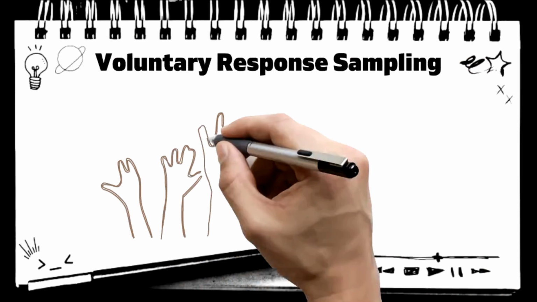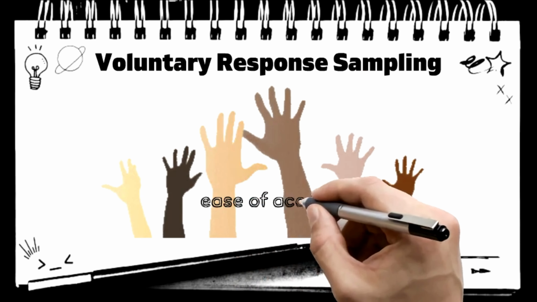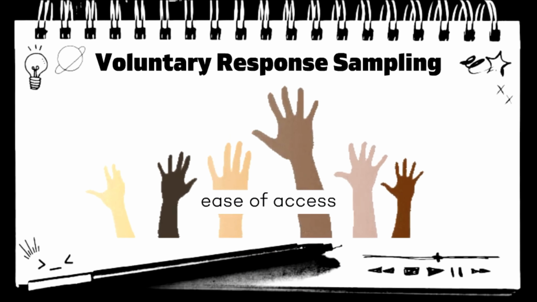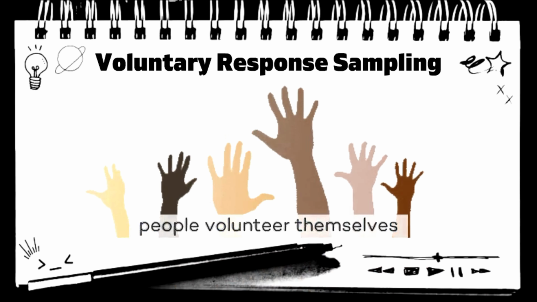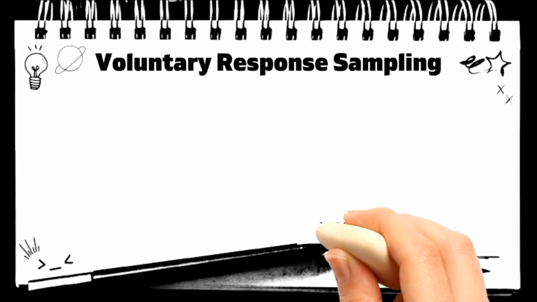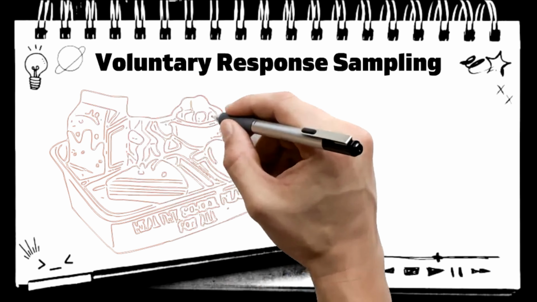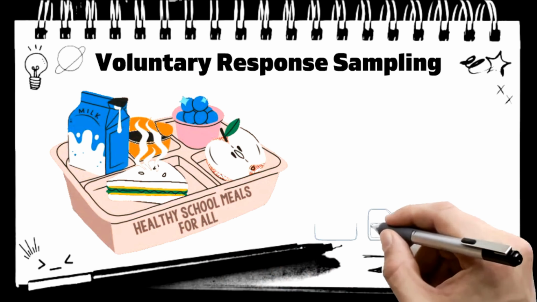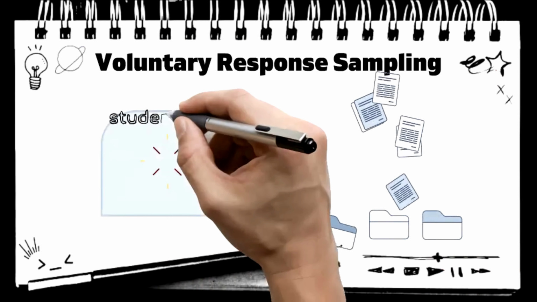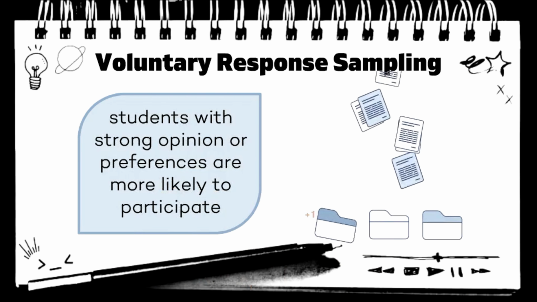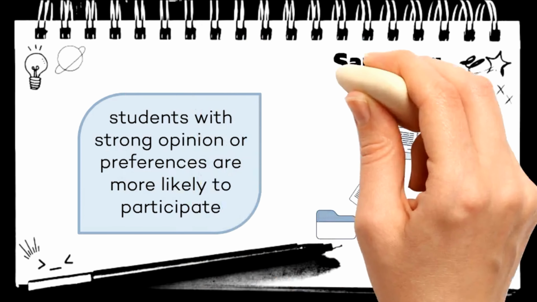Voluntary response sampling. Similar to a convenient sample, a voluntary response sample is mainly based on ease of access. Instead of the researcher choosing participants and directly contacting them, people volunteer themselves. For example, to gauge student interest in a new lunch menu at Tarlac National High School school canteen, a survey was conducted garnering a significant number of responses. Students with strong opinions or preferences are more likely to participate, potentially skewing the results and limiting the generalizability of the findings.